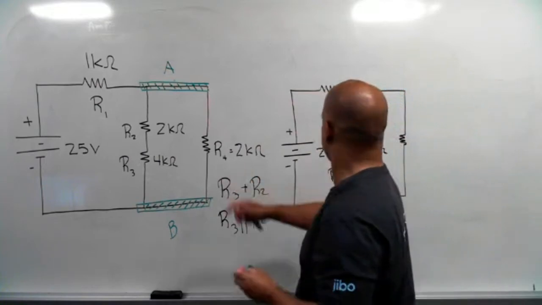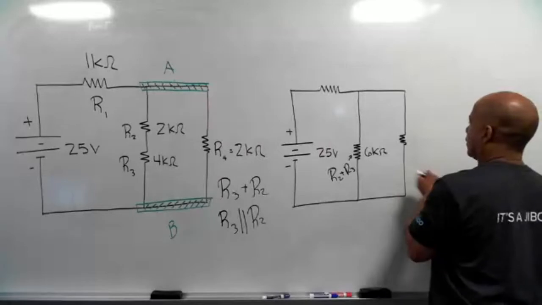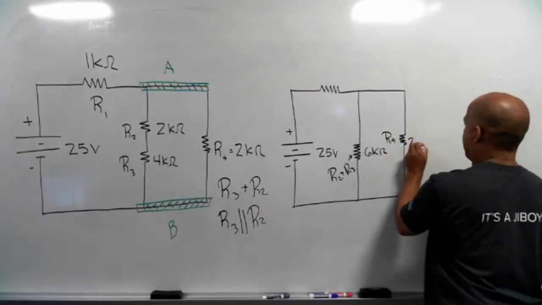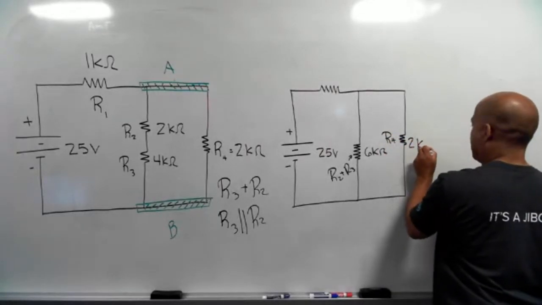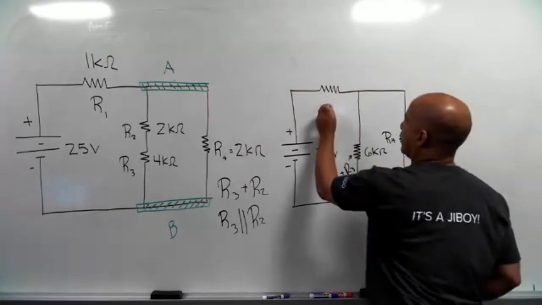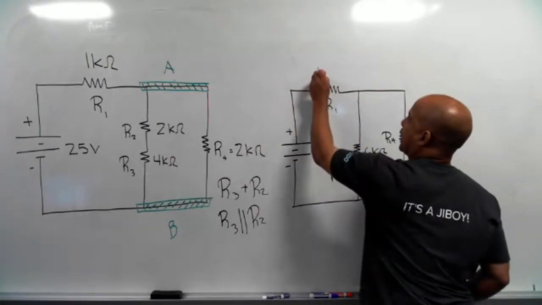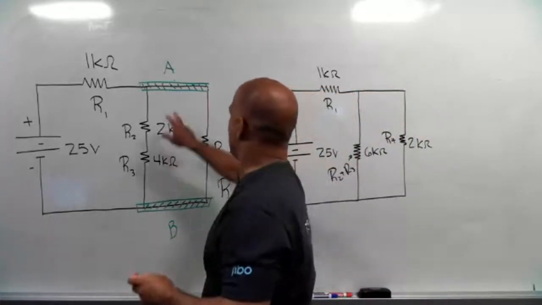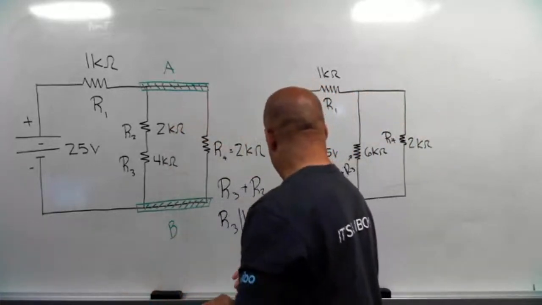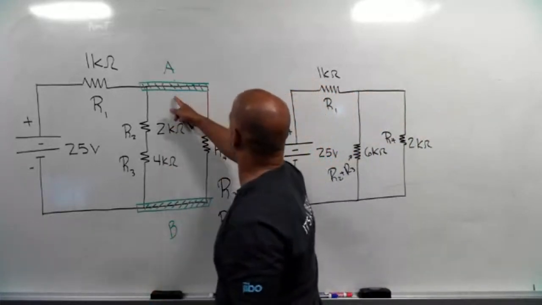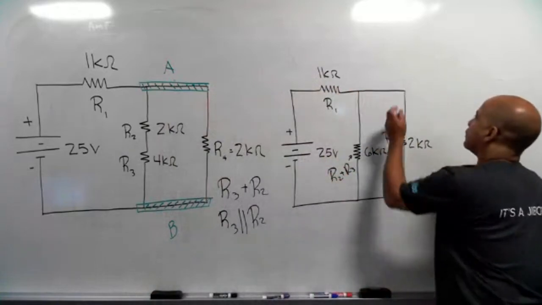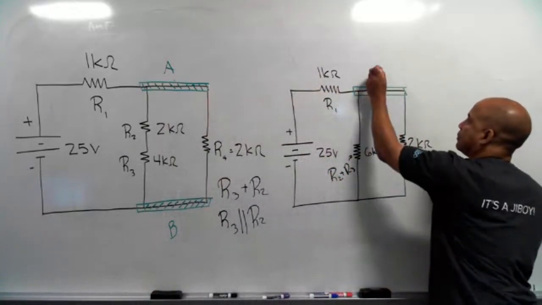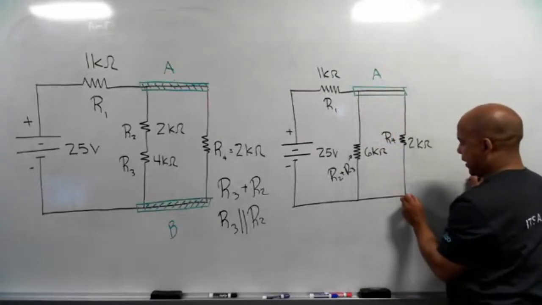And then, of course, I got R4 right here. It's 2K. R1, 1K. And then what I want to do is move my node information over to this diagram. Node A, and this picture is over here. And node B is down here.